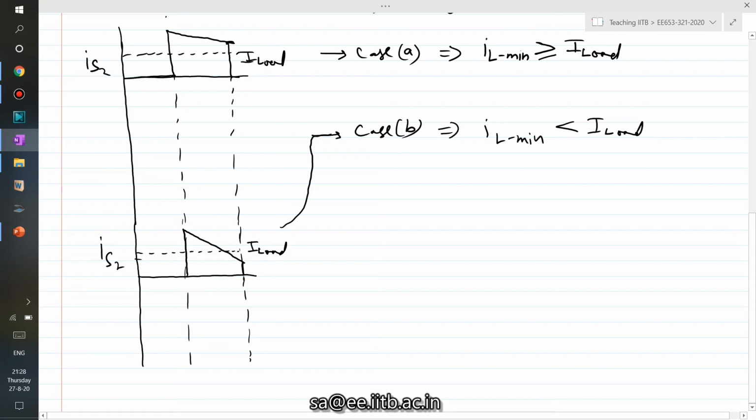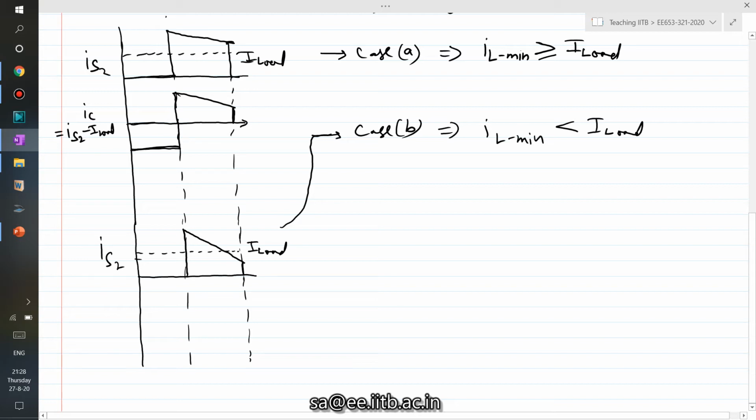So what happens in case A? If this is your IS2, what about IC, the capacitor current? IC is equal to IS2, the current coming from the switch, minus capital I load. So essentially from the dark line, you remove the dash line and you get IC. So the IC waveform looks something like this, and then it goes positive, and then it goes like this. This is what the capacitor current waveform looks like.